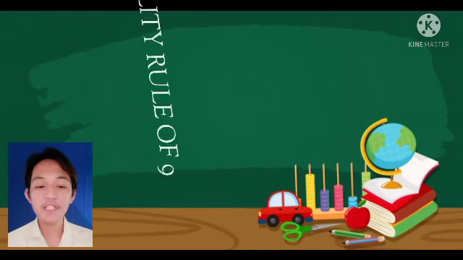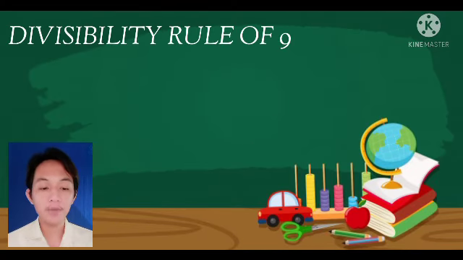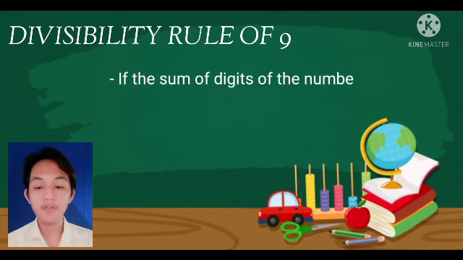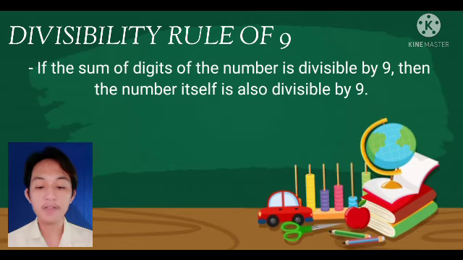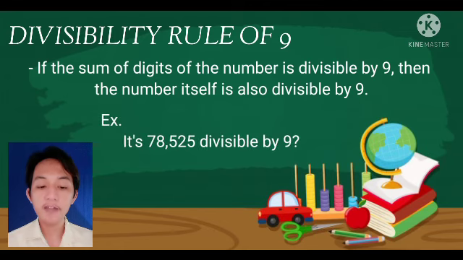Let's proceed to the divisibility rule of 9. The rule for divisibility by 9 is similar to the divisibility rule for 3. That is, if the sum of the digits of a number is divisible by 9, then the number itself is divisible by 9. For example, is 78,525 divisible by 9?